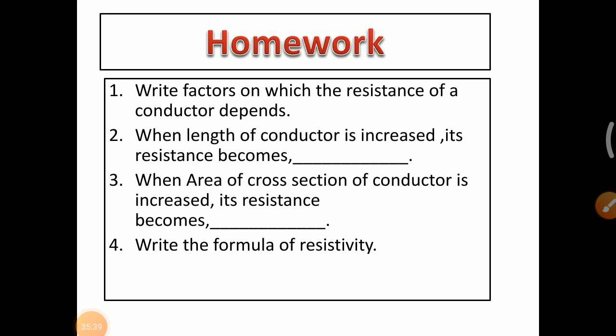And the homework questions. The first question: write the factors on which the resistance of a conductor depends. The second question: when the length of the conductor is increased, its resistance becomes dash. The third question: when the area of cross section of a conductor is increased, its resistance becomes dash. The fourth question: write the formula of resistivity.